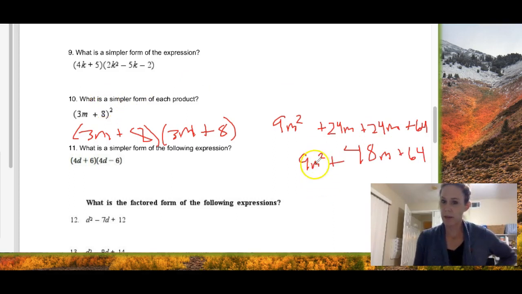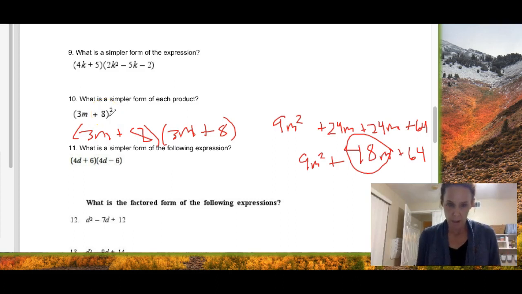So don't give me the 9m squared plus 64 and forget your middle term. Do not do that. You have to FOIL it out, or you have to know the rule: it's the first term squared plus 2 times the first times the last plus the last term squared.